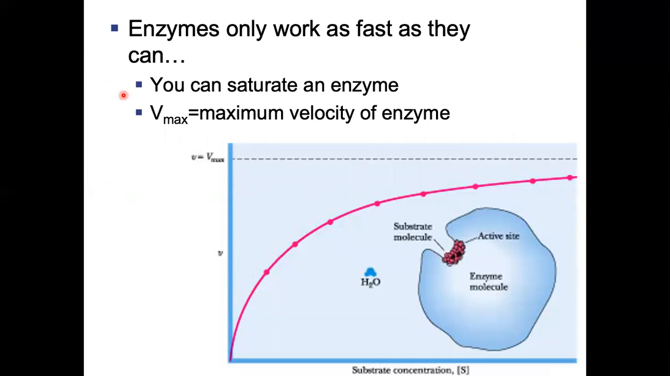Enzymes can only work as fast as they can. You can actually saturate them, right? So enzymes have a maximum velocity. Take a look. This is substrate concentration. This is velocity, so how fast this enzyme is working. You add some substrate, it has a certain plug and chug speed. You add more substrate, it plugs and chugs faster. You add more substrate, it goes faster. Eventually, it's going to max out. You add so much substrate, it's going as fast as it can to break down that substrate, but it can't go any faster. You've hit the maximum velocity of that enzyme, or we call that a saturation of an enzyme.